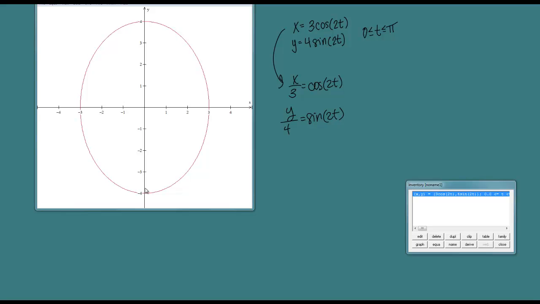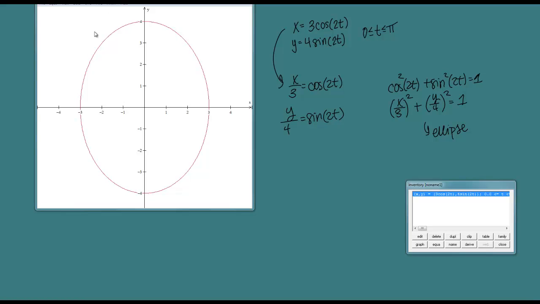And then if I realized that cosine squared of 2t plus sine squared of 2t equals 1, which is just a Pythagorean identity, then I could write that also as x over 3 quantity squared plus y over 4 quantity squared equals 1, which is the equation of an ellipse. But anyway, this is an ellipse.